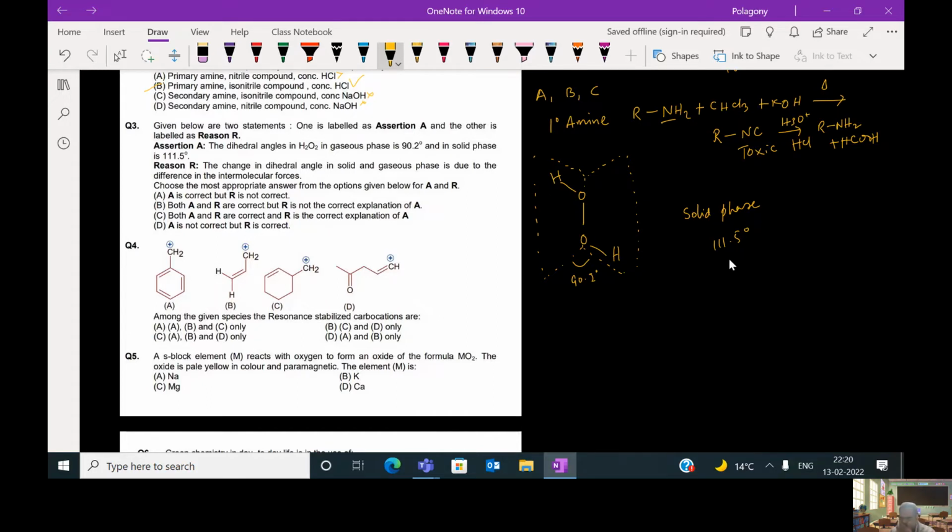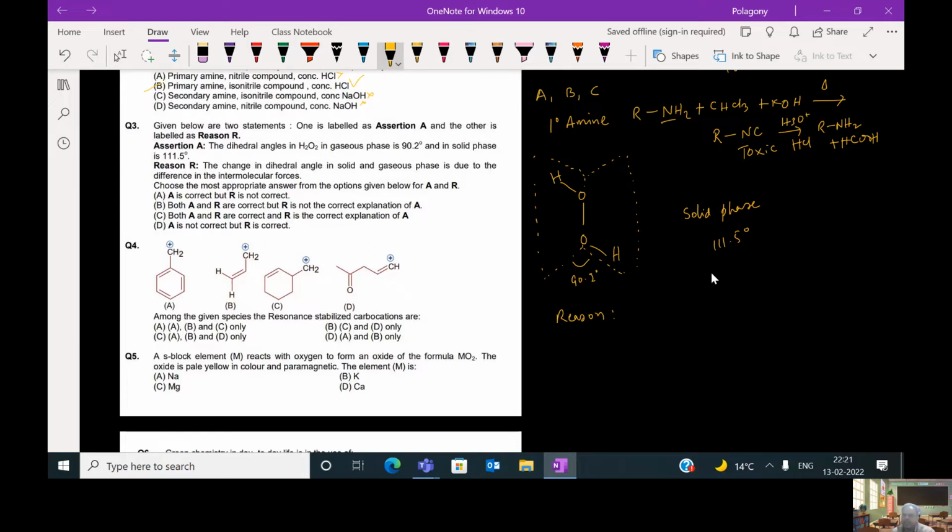The solid phase dihedral angle is given as 111 degrees, and the gas phase value is also given. The reason mentioned here is that the change in dihedral angle in solid and gas phase is due to the difference in intermolecular forces.